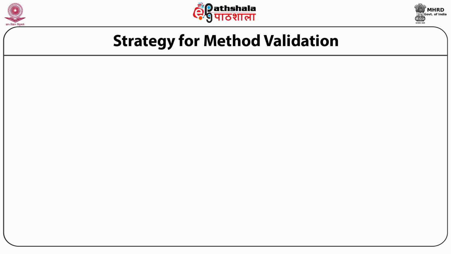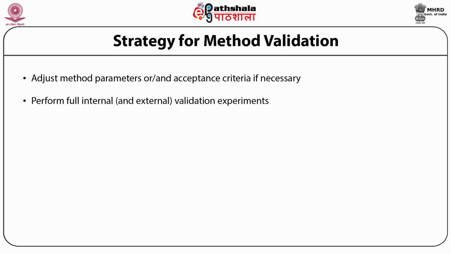While deciding the strategy for the method validation, adjust the method parameters and acceptance criteria if required, because you have to work within that parameter, or you have to optimize the method to reach that criteria. Perform full validation experiments. Develop standard operating procedures for executing the method in routine, suppose if you are planning to do subsequent analysis.